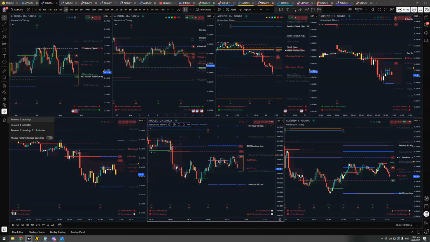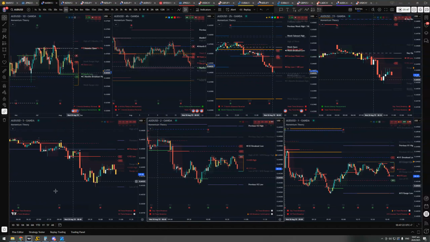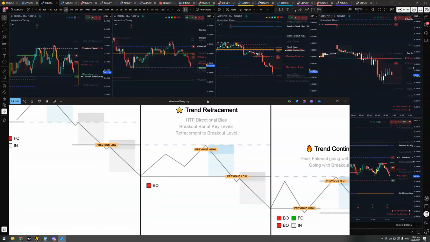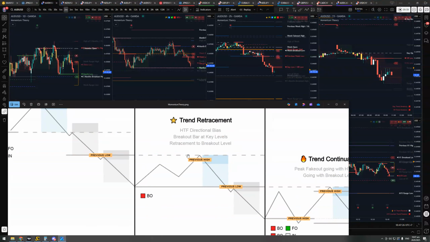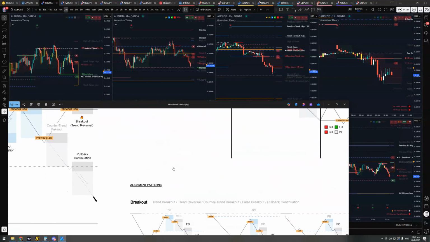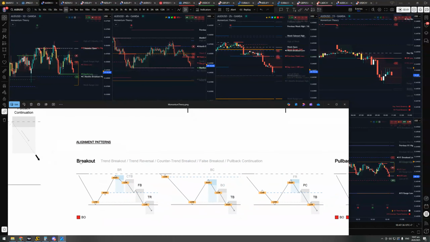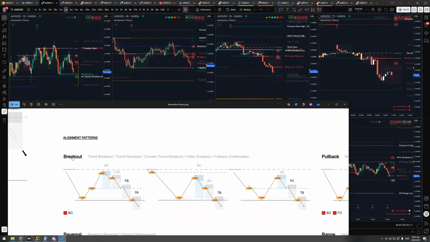So price did come up. Initially, it came up and triggered that momentum time frame. And so once it does that, I'm looking for one of my alignment patterns. So price has retraced back to the high of the bar, faked out the momentum time frame below the breakout level. And at this point, I'm looking for one of my alignment patterns. I trade trend retracements as breakouts. I'm looking for a breakout alignment pattern: reversal, continuation, or pullback.